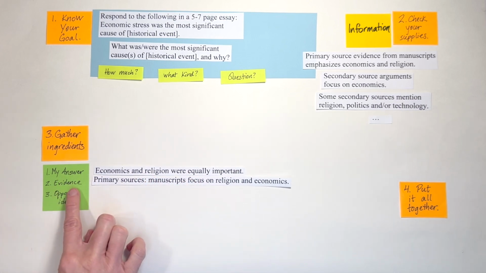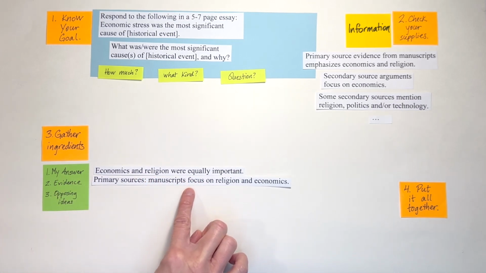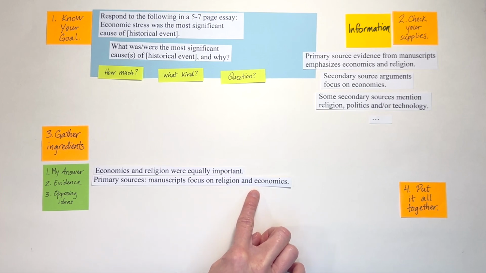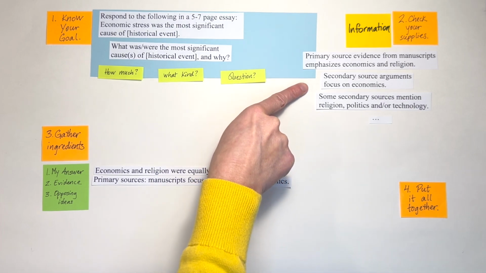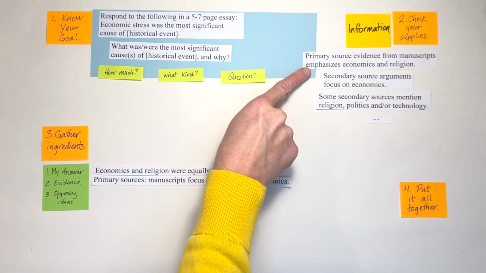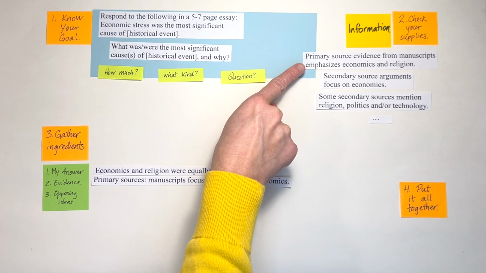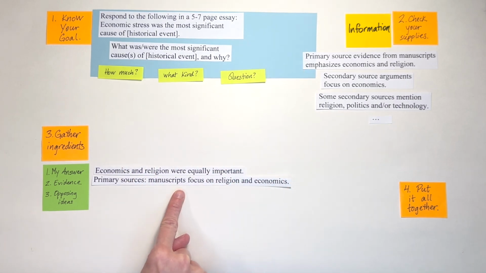The main reason I chose my answer is based on the primary sources because those manuscripts focus on both religion and economics. And so I'm going to say that if the primary sources focus on those two, that those two are together most important. Now, just to be clear, that doesn't mean I won't use any secondary sources in my paper. I'll plan to use many different types of sources. It's just that the primary sources will be the main basis for most of my argument.